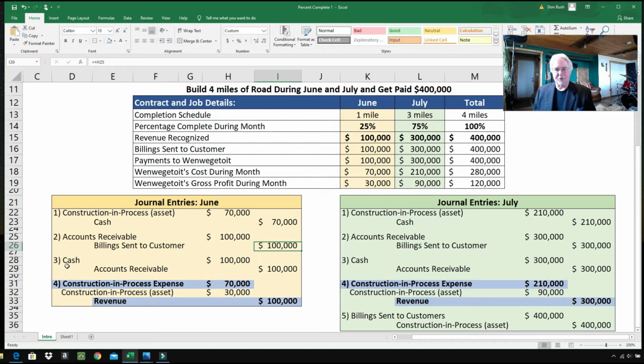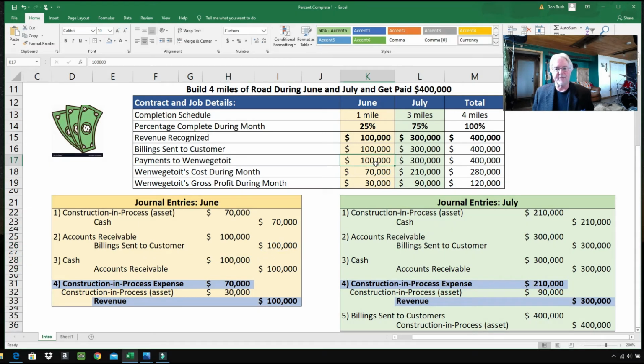And then journal entry number 3, cash is coming in. The customer is paying money. So we're debiting cash for the amount of money received. And if you're wondering how did we know that, well, we got it right off our chart right here for the month of June. And we're crediting accounts receivable for $100,000.